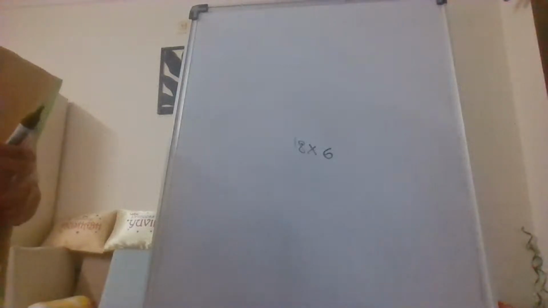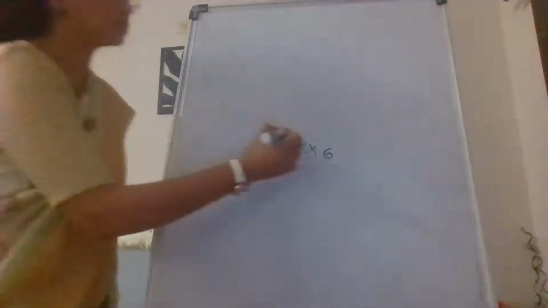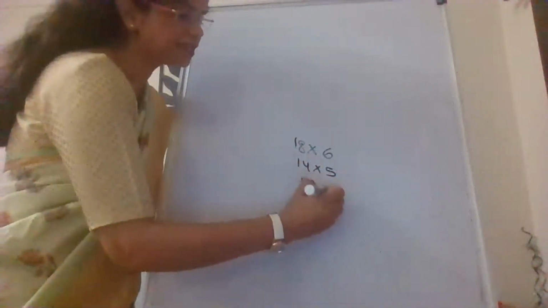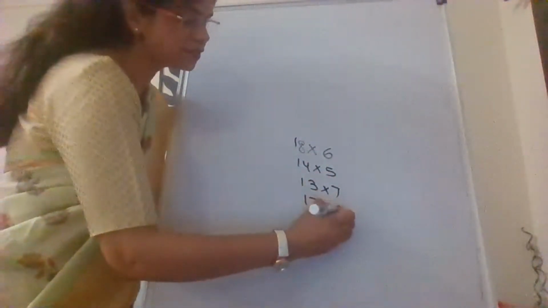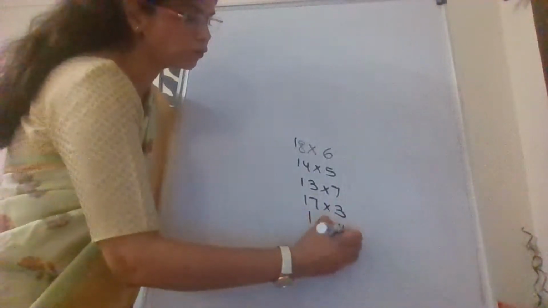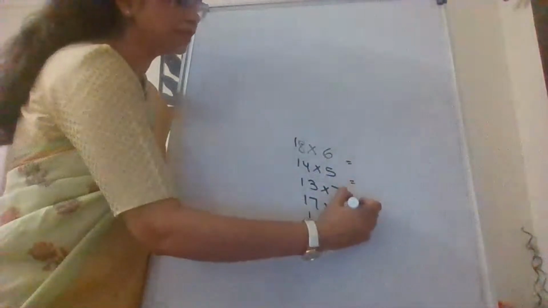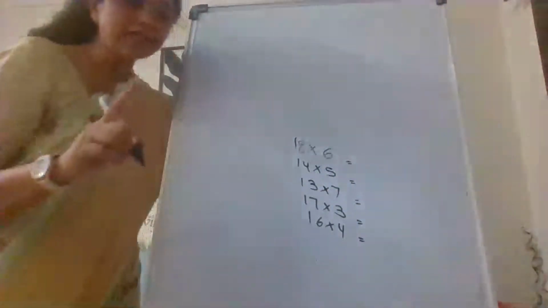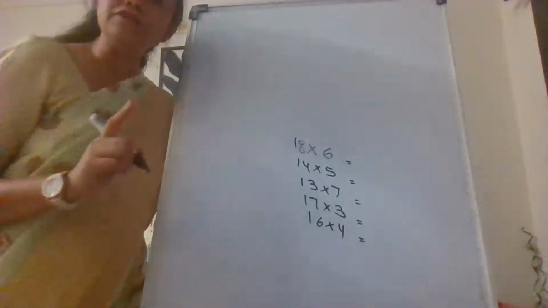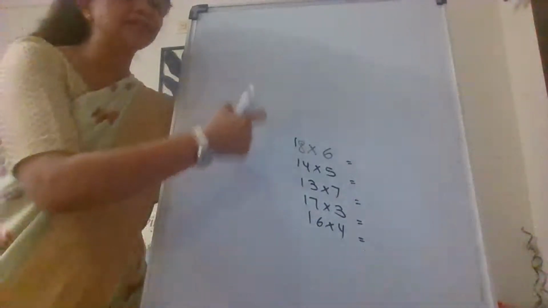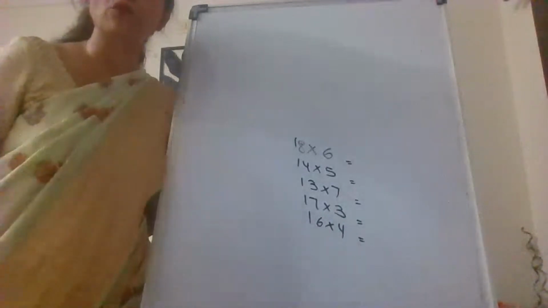I will teach you how to solve these questions. 18 times 6, 14 times 5, 13 times 7, 17 times 3, or 16 times 4, any question. How to solve these questions? It's very simple. But what I said, that you have to be well versed till table 9. Then only you are going to understand how to solve all the Vedic Maths problems.